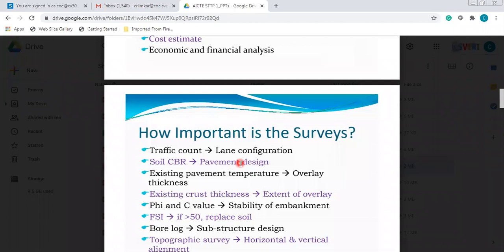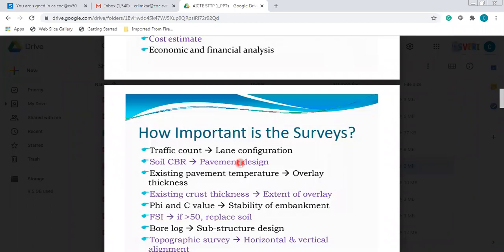Okay, because I think you have gone through the rigid pavement design and the difference, warping and stresses which are going to be induced in the rigid pavement, correct? In rigid pavement as well as your overlay design, this will help you. Then crust thickness, the uppermost part of your road pavement, and the extent of the overlay, whether an overlay is required or not.